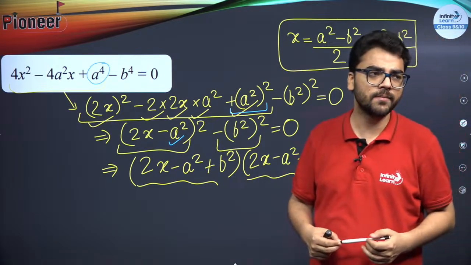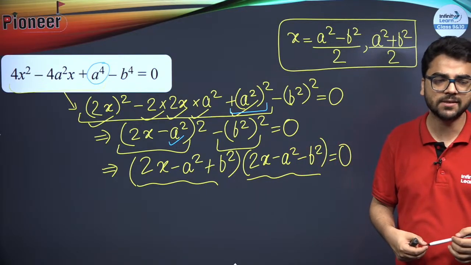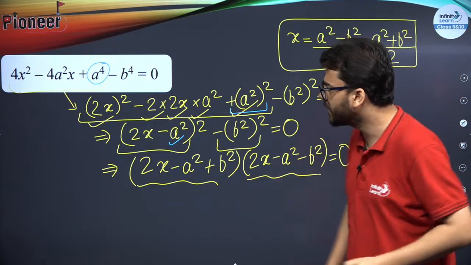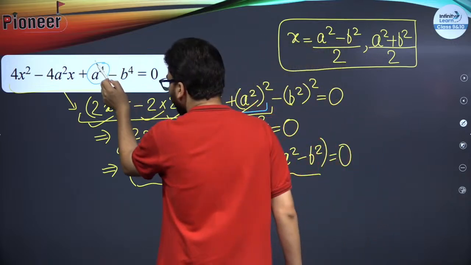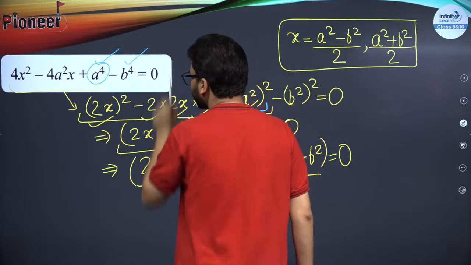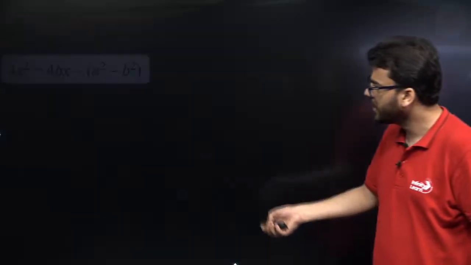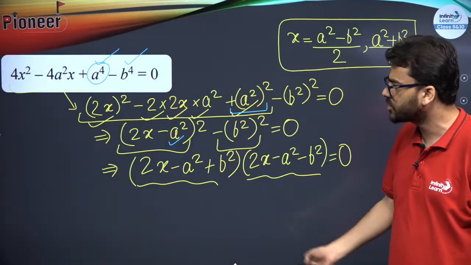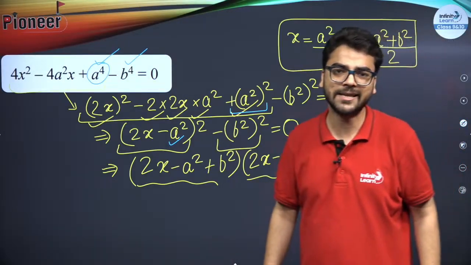Same question, there is no difference between the previous question and this question. The only difference is in place of a square we have got a raised to the power 4, in place of b square we have got b raised to the power 4. You see, there is no difference between the previous question and this question. I hope it is clear.